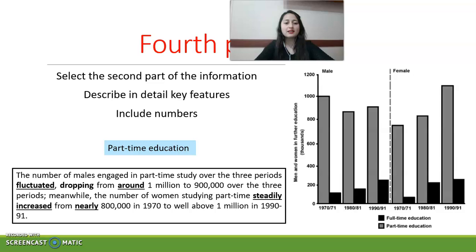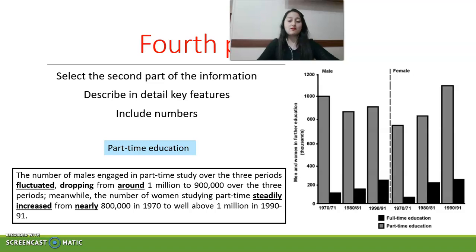The number of males engaged in part-time study over the 3 periods fluctuated, dropping from around 1 million to 900,000 over the 3 periods. Meanwhile, the number of women studying part-time steadily increased from nearly 800,000 in 1970 to well above 1 million in 1990-91.